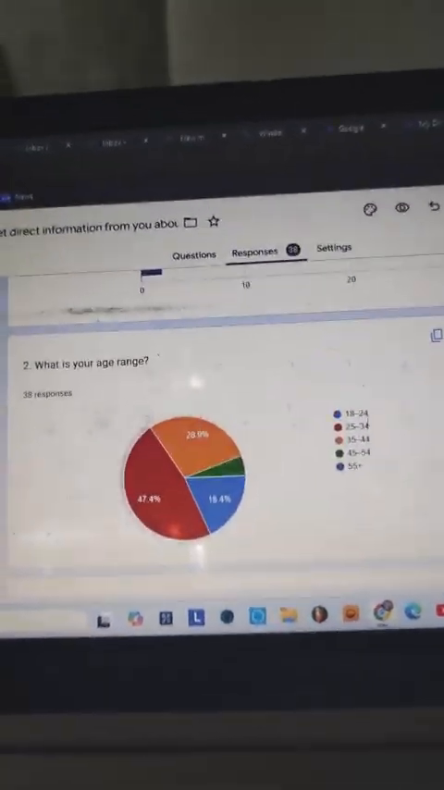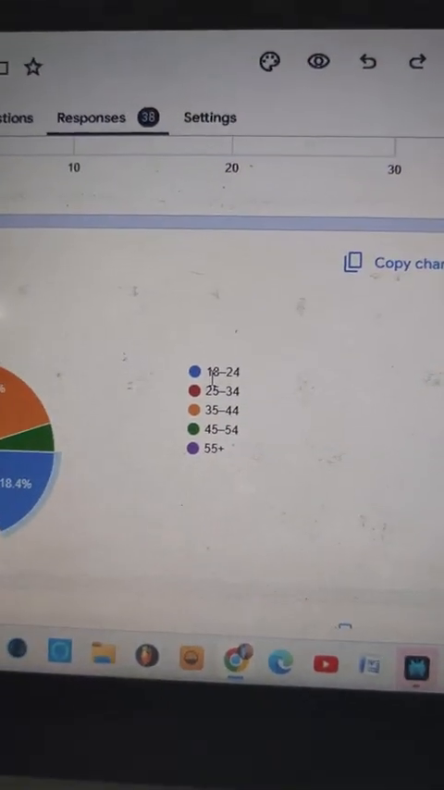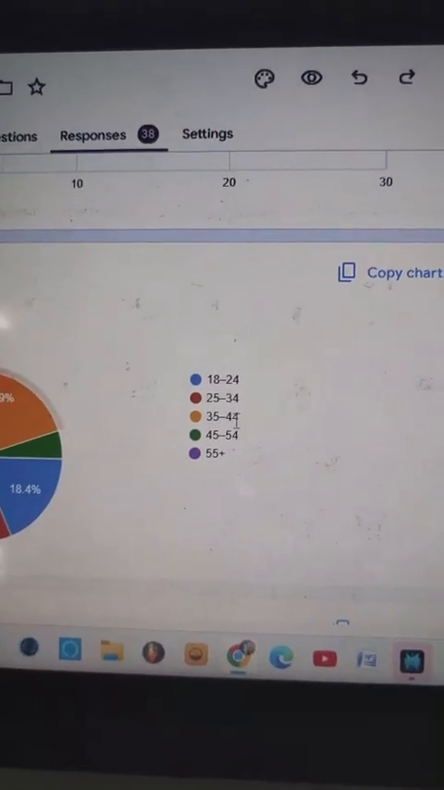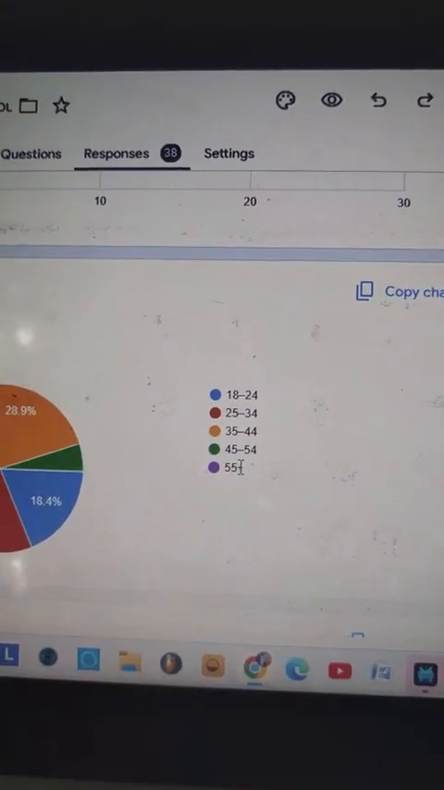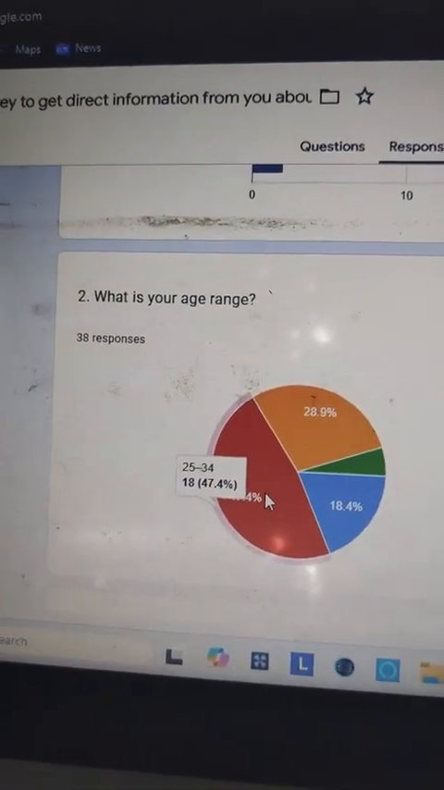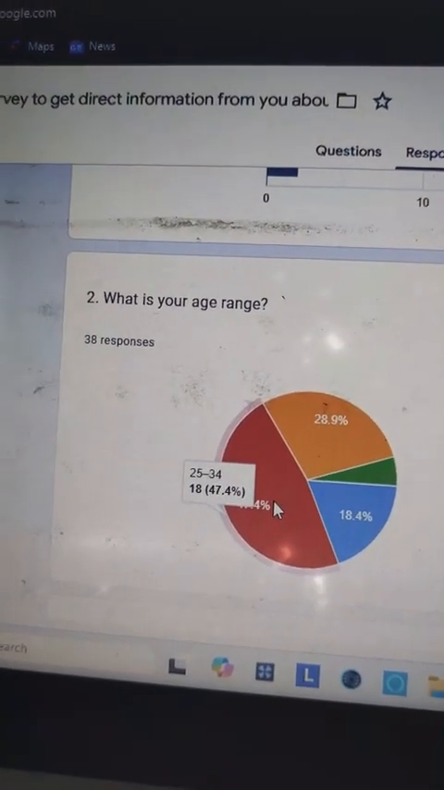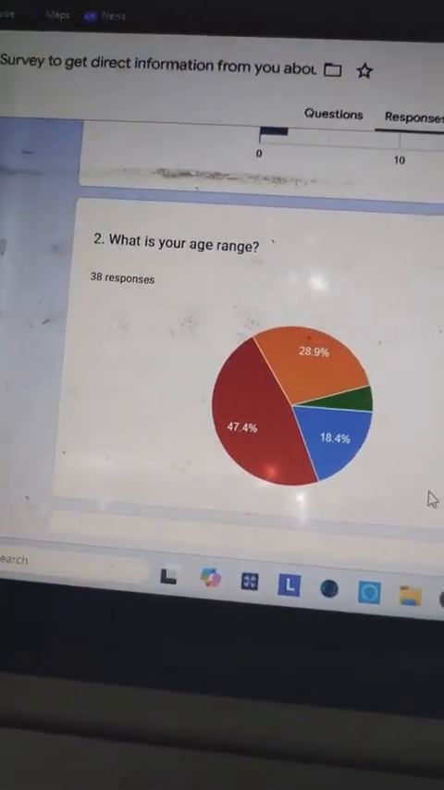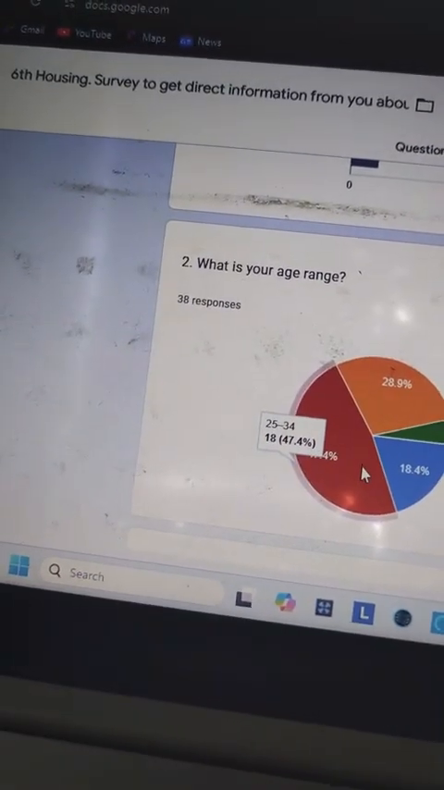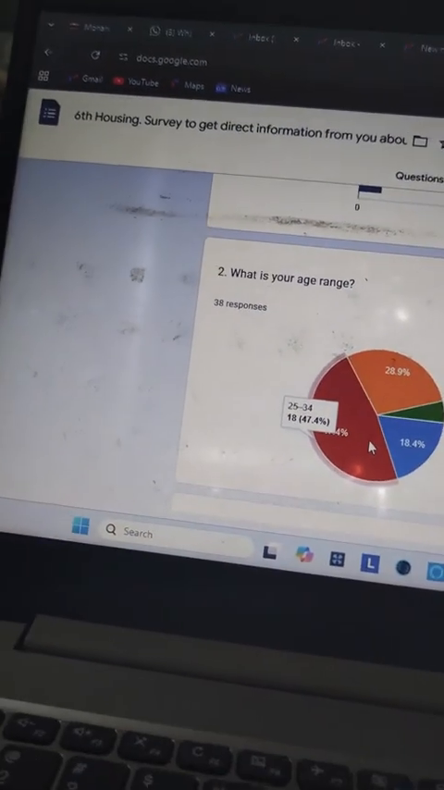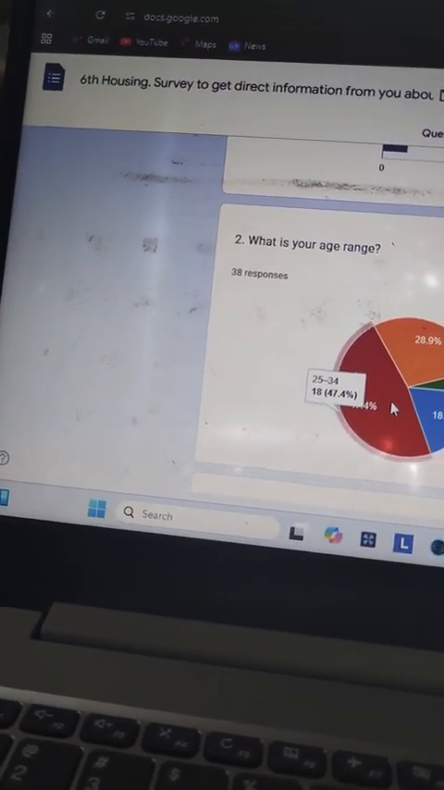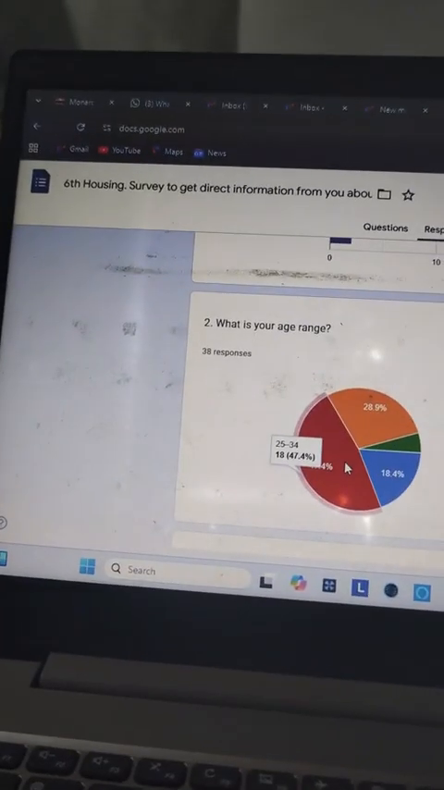The age range of people who answered this survey, look at this. The age range is from 18 to 24, 25 to 34, 35 to 44, 45 to 54, and then 55 and above. Now check, I have more of 25 to 34 persons. So when they tell you that Africa has a lot of young persons, these surveys are showing it. Even in my survey, we have more people between the ages of 25 to 34 who answered. So about 47% of the respondents in my survey are people between those ages.